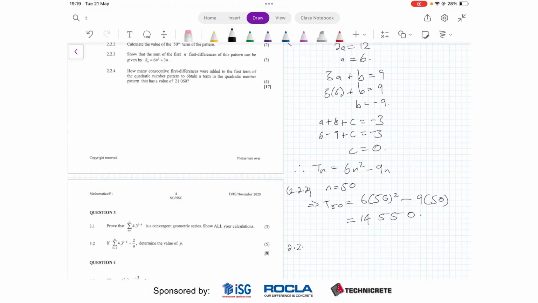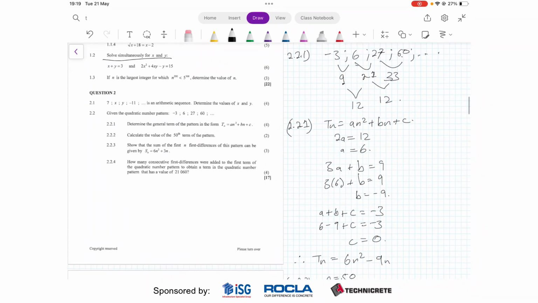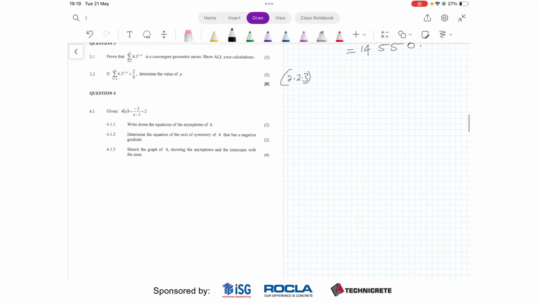2.2.3, show that the sum of the first n differences of this pattern can be given by Sn is equal to 6n squared plus 3n. Okay, so the sum of the first n differences. Now, the first differences are given by the sequence 9, 21, and 33, and so on.